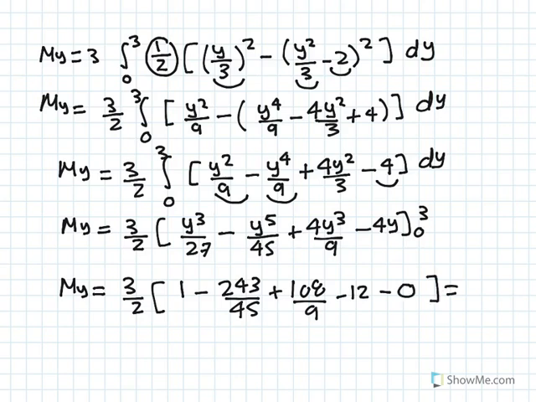If we simplify these fractions, we get minus 33 divided by 5. And if we decimalize this, the moment with respect to the y-axis is minus 6.6. All right, let's now find the moment with respect to the x-axis.